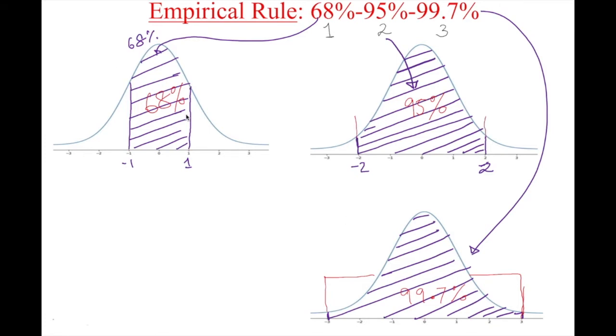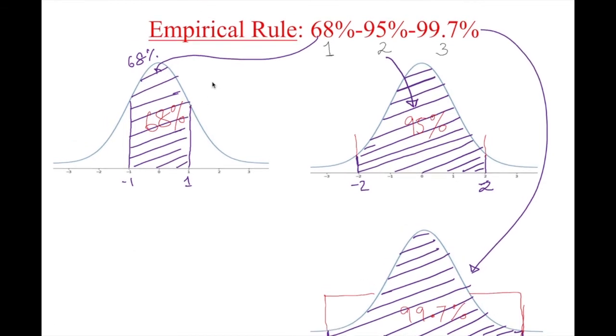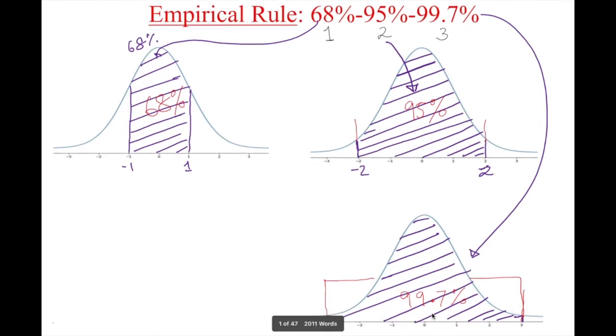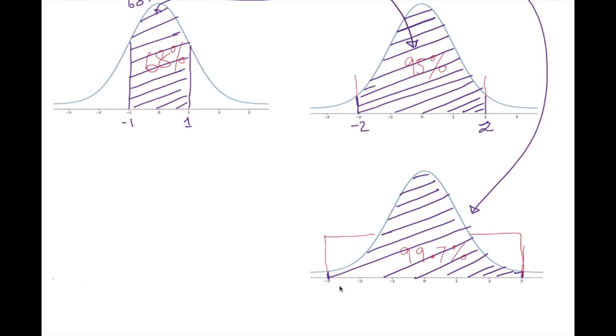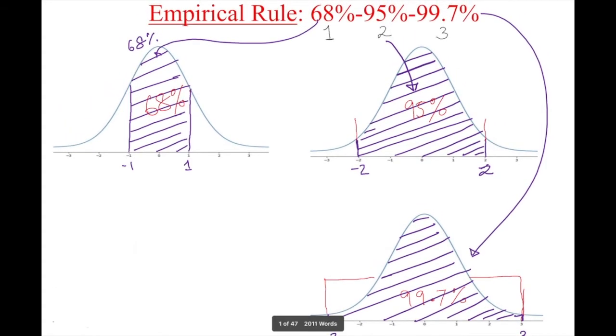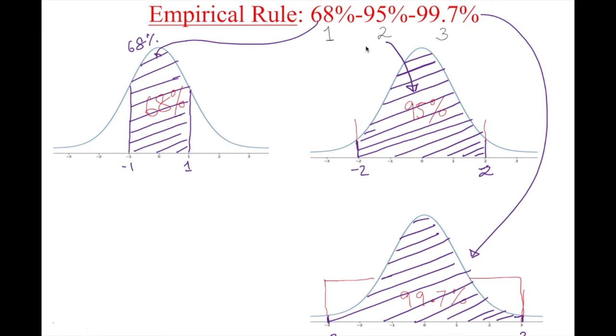So just to see visually again, 68% fall within 1 standard deviation, 95% fall in between 2 standard deviations, and 99.7% fall in between 3 standard deviations, -3 to 3 standard deviations. Once we understand this, let's see how we can use this in terms of the empirical rule.